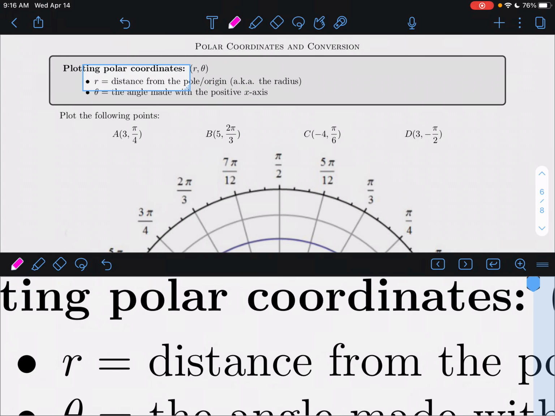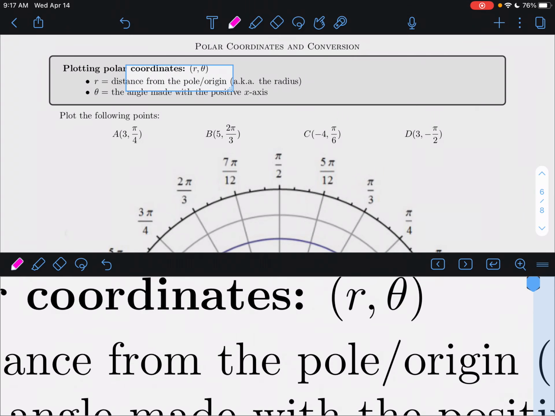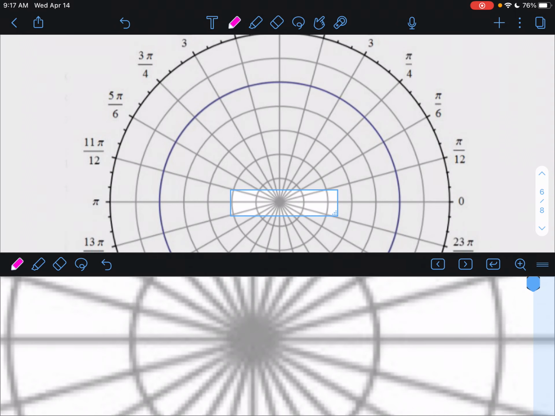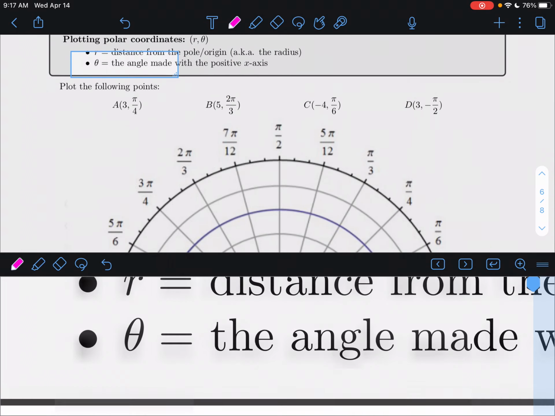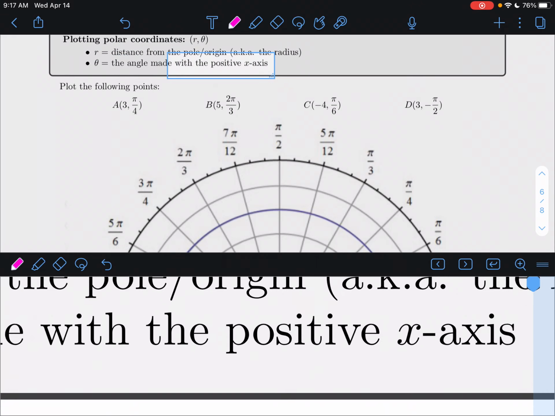And the r is going to be, well, typically when we see r in math, it means radius. And in this case, it's the same thing. It's the distance from the pole, the origin. So the pole is the point in the center, so the origin. And the theta is the angle that's made with the positive x-axis.